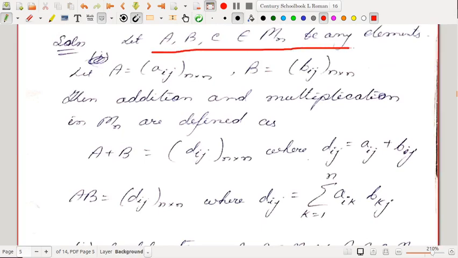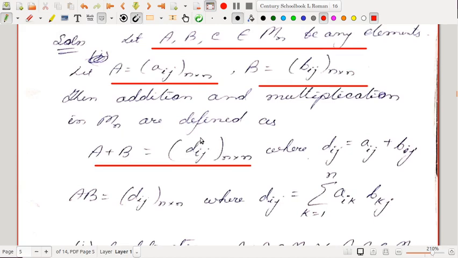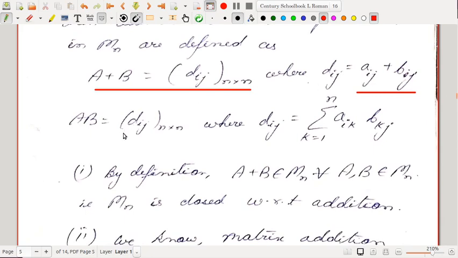Let A, B, C belong to Mn, and let A equal to Aij, n by n, and B equal to Bij, n by n. That means the ijth element of A is Aij. Then addition and multiplication in Mn are defined as follows. A plus B is the matrix where the ijth element Dij is the ijth element of A plus the ijth element of B. This is how addition is defined. And multiplication is defined this way: the ijth element of the product is equal to the summation over k of the ikth element of A multiplied with the kjth element of B. So this is the definition of matrix multiplication.